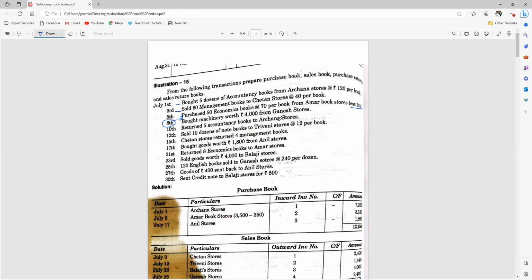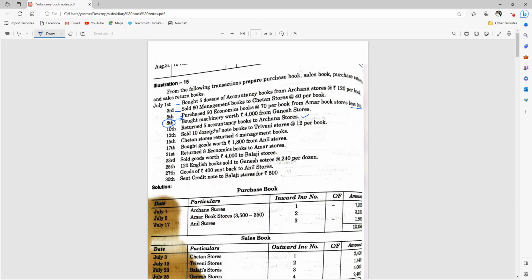Next, return 5 accountancy books to Archana stores. So this is a purchase return. The accountancy books we had purchased were 5 dozens, out of that, 5 books are being returned. One book is 120 rupees, so 120 into 5 books is 600 rupees.